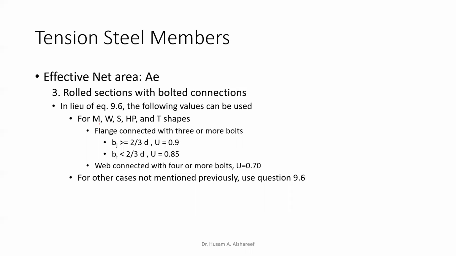Then for other shapes, M, W, S, H, P, and T shapes, for flange connected with 3 or more bolts, if B, which is the width, is at least 2/3 of the depth, that gives you U equals 0.9. And if B is less than 2/3 of the depth, then U is 0.85. Then for web connected with 4 or more bolts, your U equals 0.7. And for all the other cases, your U equals equation 9.6.